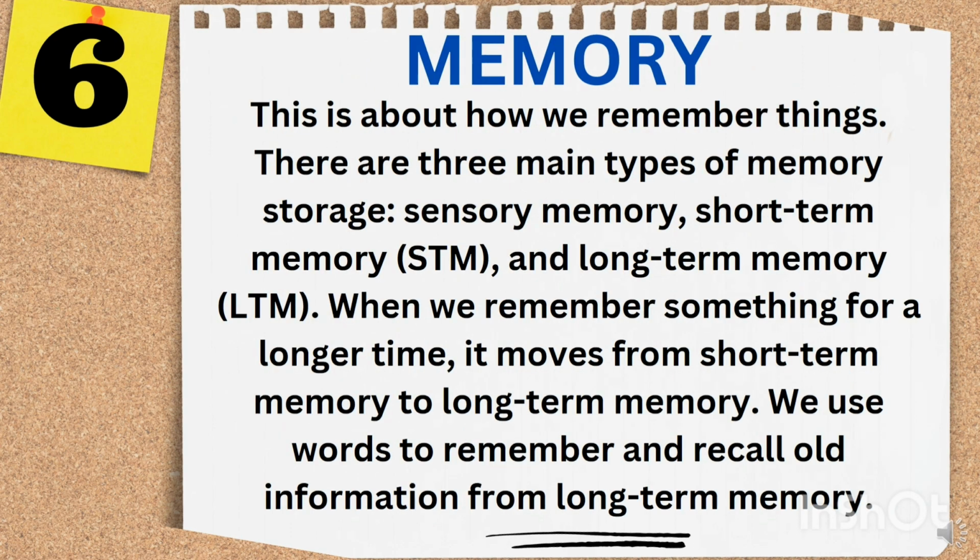Sixth is memory. This is about how we remember things. There are three main types of memory storage: sensory memory, short term memory or STM, and long term memory or LTM. When we remember something for a longer time, it moves from short term memory to long term memory. We use words to remember and recall old information from long term memory.